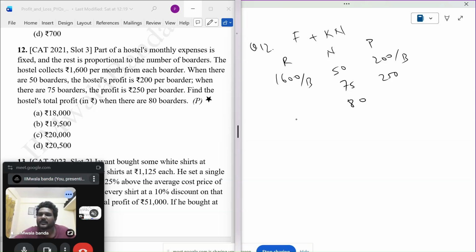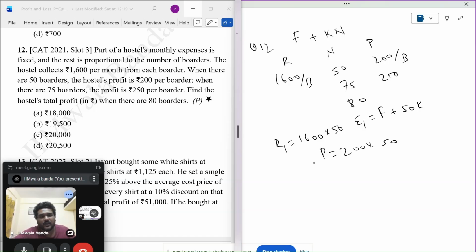The hostel collects 1600. So in all the cases, I know the revenue and I know the expenditure. Can I say revenue 1 will be 1600 into 50 in the first case? And expenditure 1 has something that is fixed, and something that is dependent on the number of students. And I know profit will be 200 per boarder, so 200 into 50.